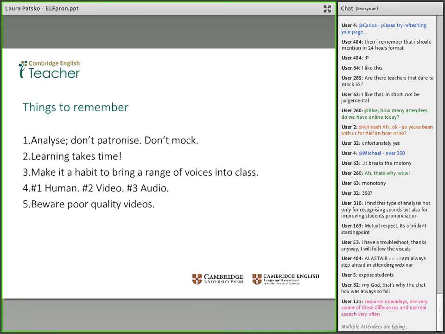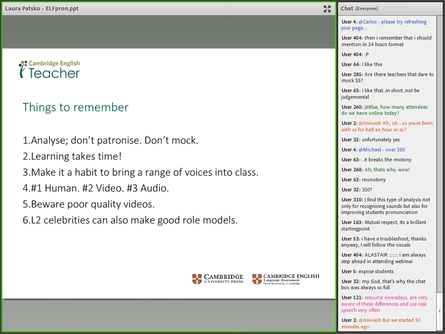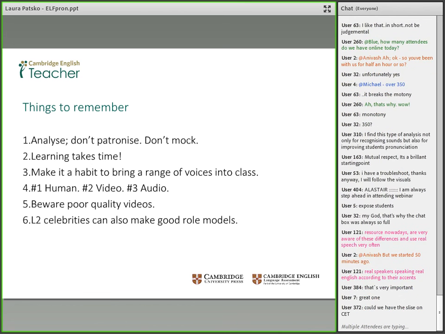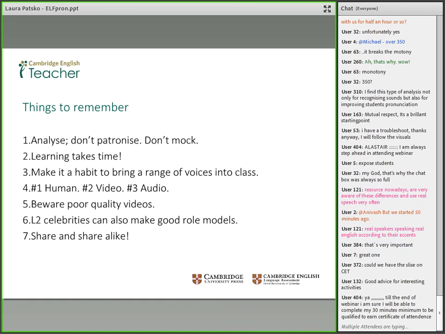That said, be careful with poor quality videos. There are a lot of videos out there, and they're not all very good quality. Some good examples on YouTube are of second language using celebrities, and they can also make good role models for your students as examples of people who've been through similar learning processes as them, and maybe from the same first language background.